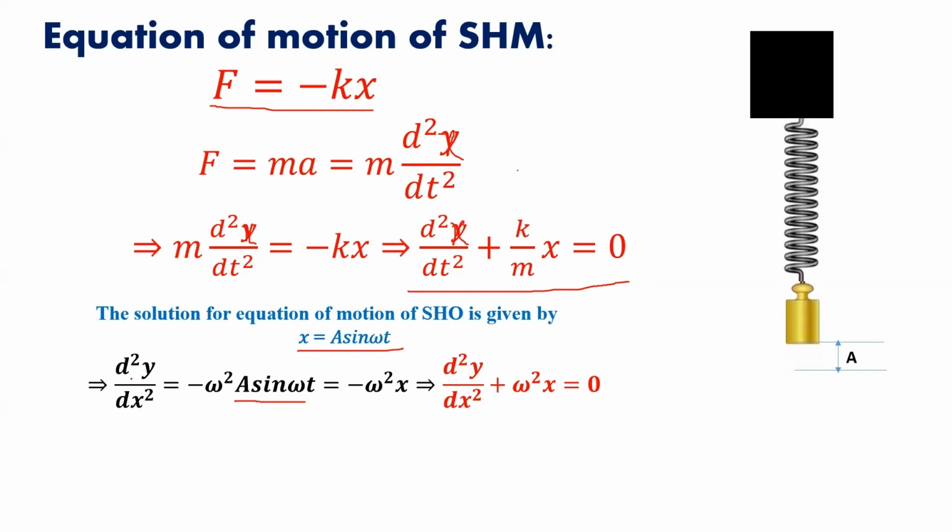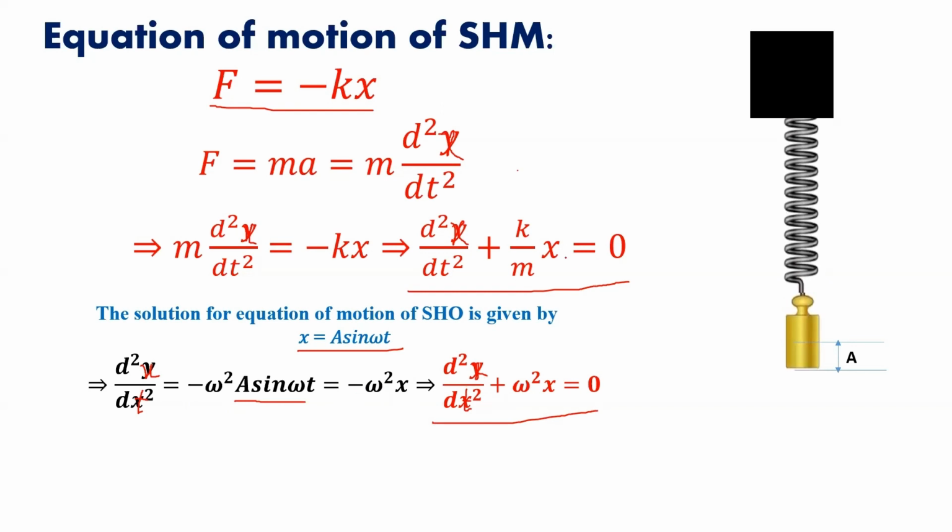Then d square x by dt square equal to minus omega square x. So finally we can write the equation of motion as d square x by dt square equal to minus omega square x. Take this negative term to the left hand side. That equation becomes d square x by dt square plus omega square x equal to 0. So this is the equation of motion of a simple harmonic oscillator.